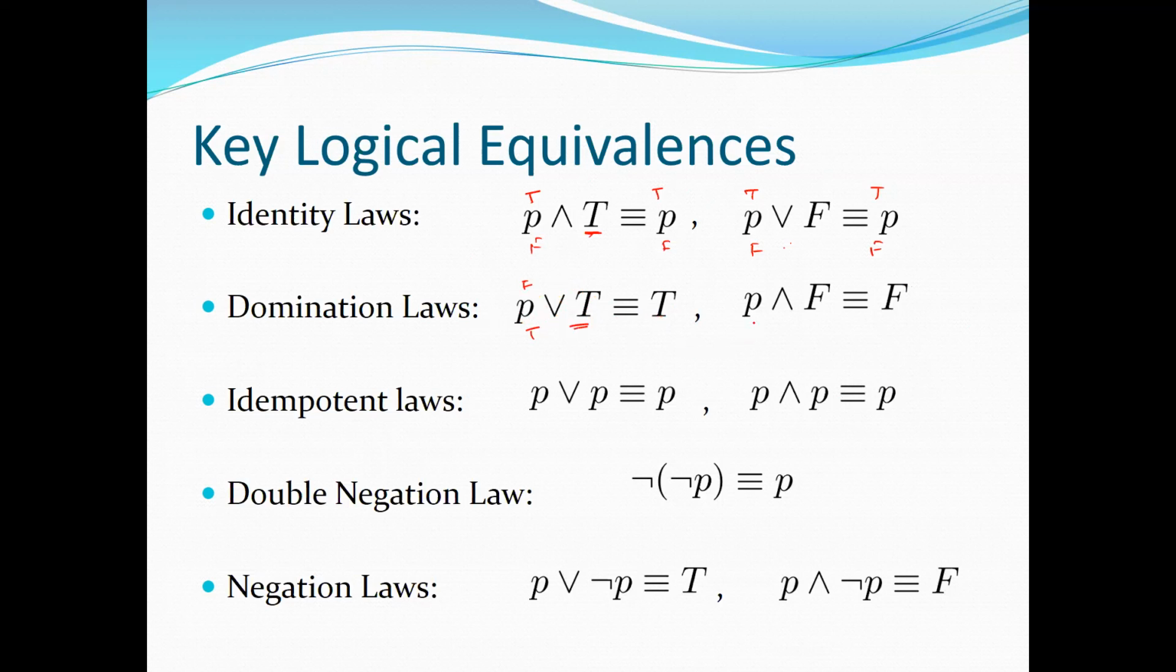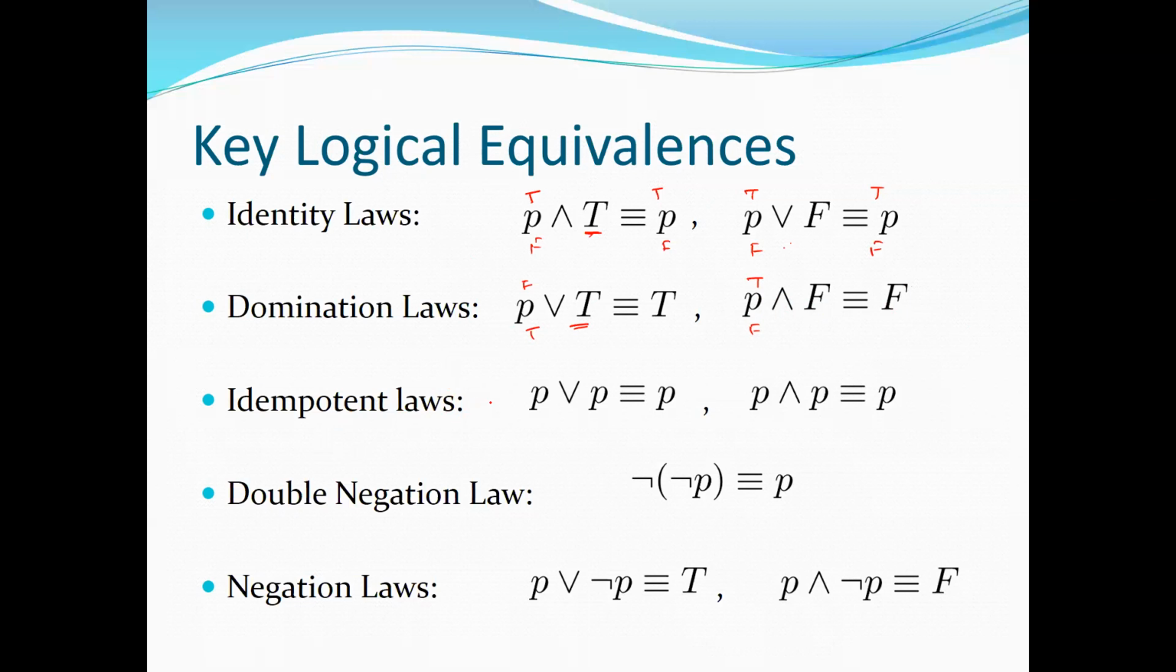And the second law of domination says if you AND any proposition with false, you will get the false value. Again, this is true. For example, if P is true and you AND it with false, you will get false. If P is false and you AND it with false, you will get the false result. So you need to remember and prove these laws for future use.